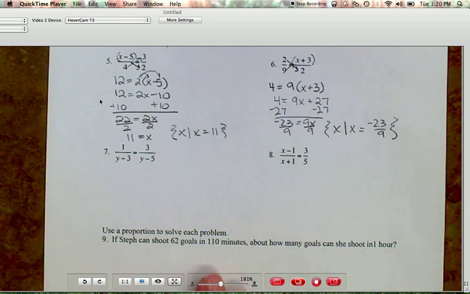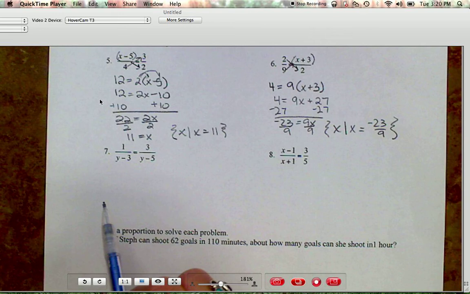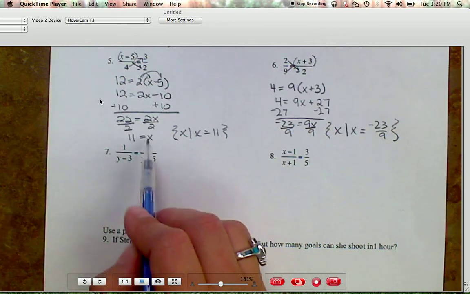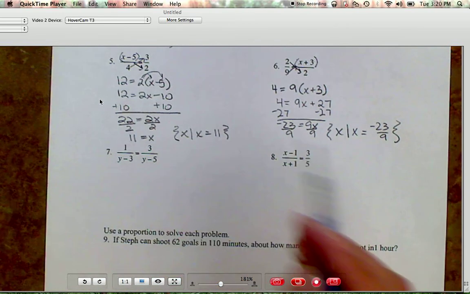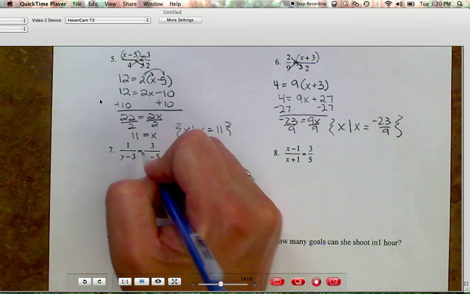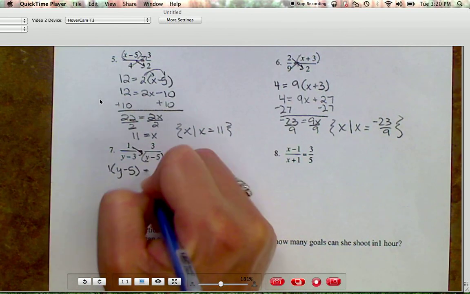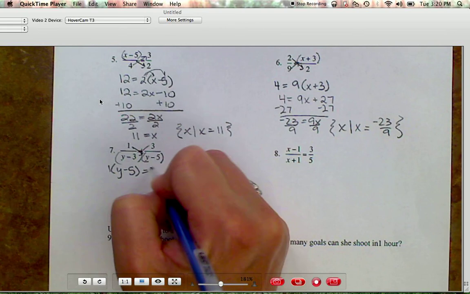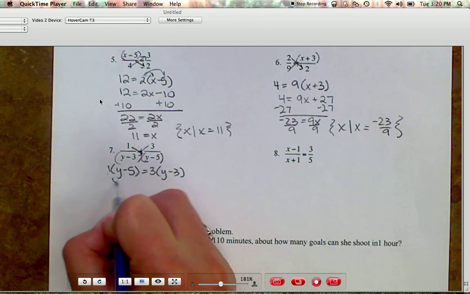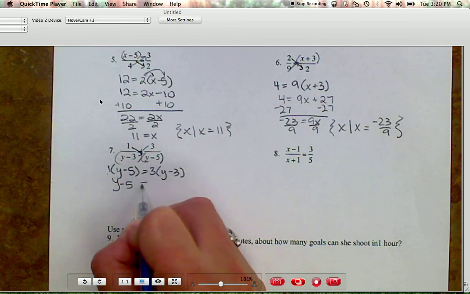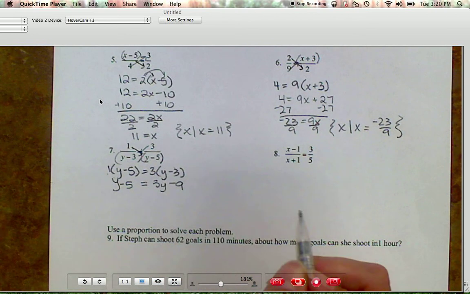So 7 and 8 are done the same way. Don't worry that there's a binomial here and a binomial here. Anytime you have a fraction equal to a fraction, you always just cross multiply. That's it. Okay? So when we cross multiply this way, we get 1 times y minus 5 equals 3 times y minus 3. And you distribute. This, of course, will stay the same because you're just multiplying by 1. This becomes 3y minus 9.